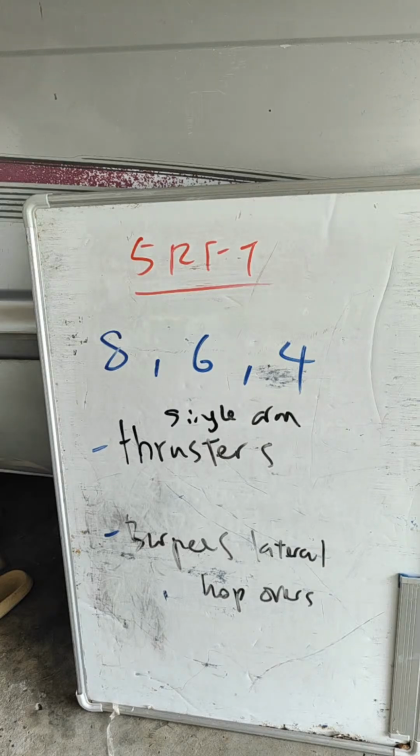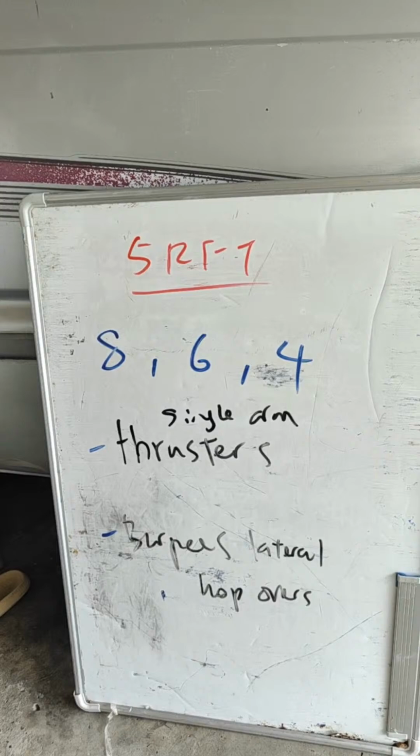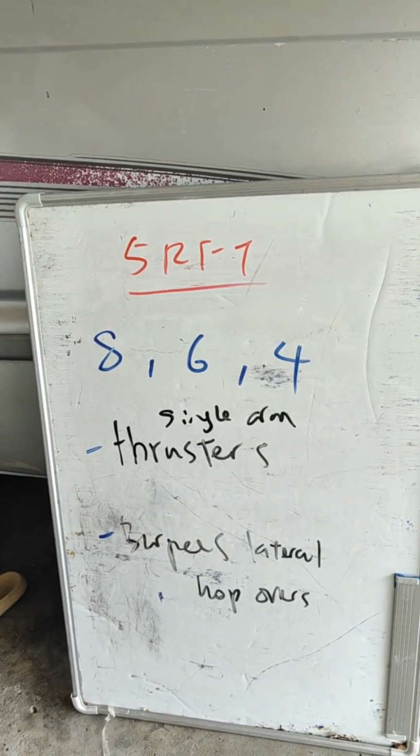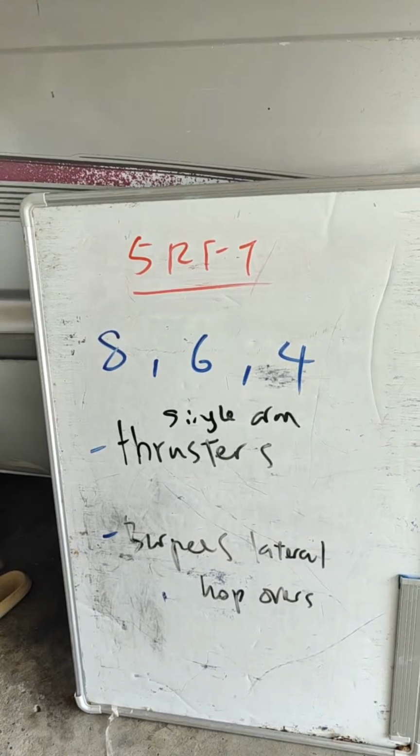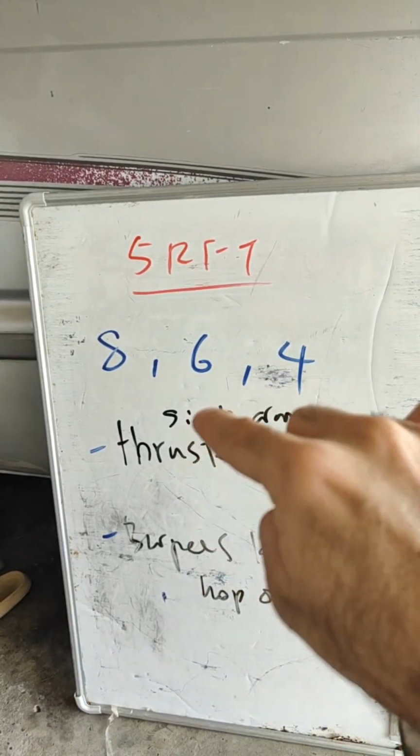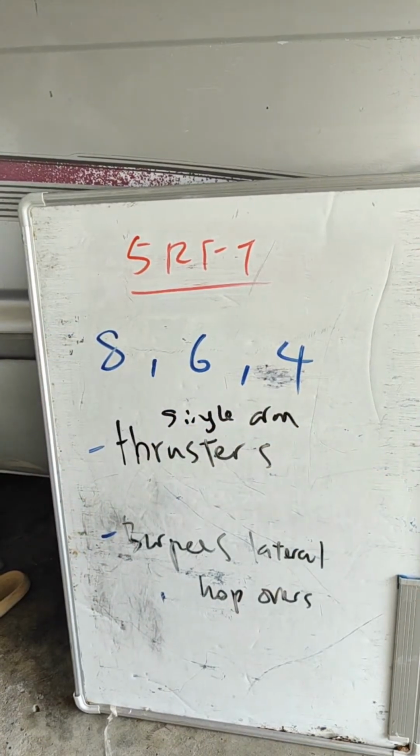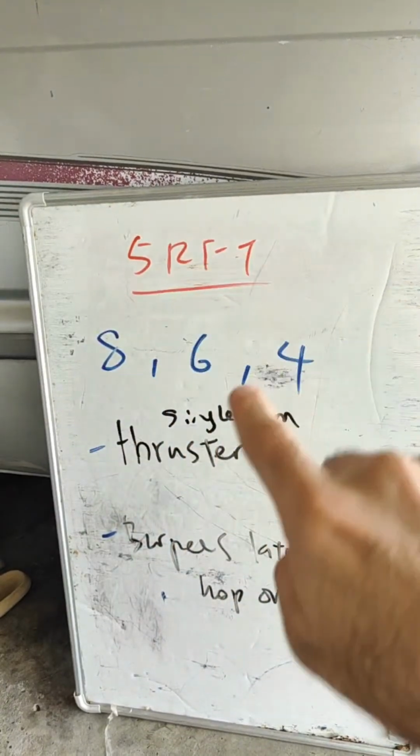So the workout is 5 rounds for time. We have 2 movements initially. The first round is 8 reps, 6 reps and 4 reps. So you have to complete all these 8, 8, 6, 6, 4, 4. Consider that as 1 round. So once again, 5 rounds for time.